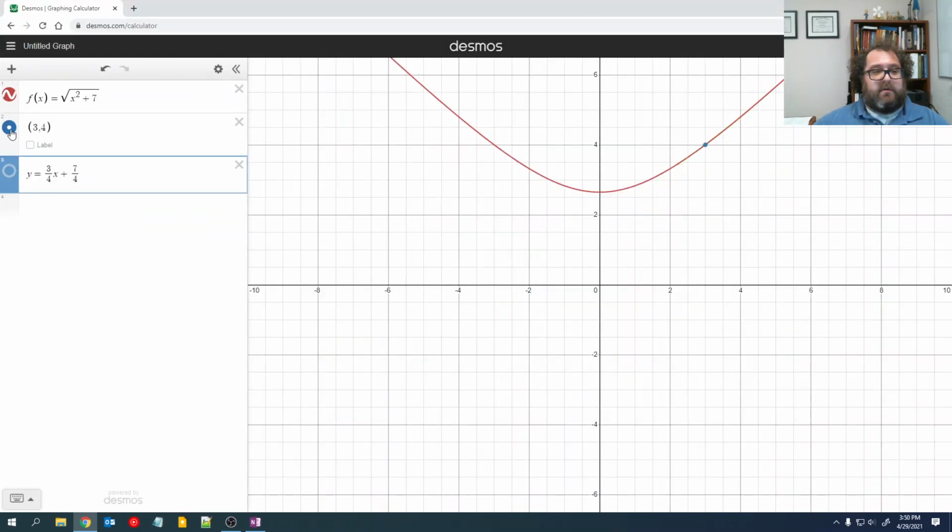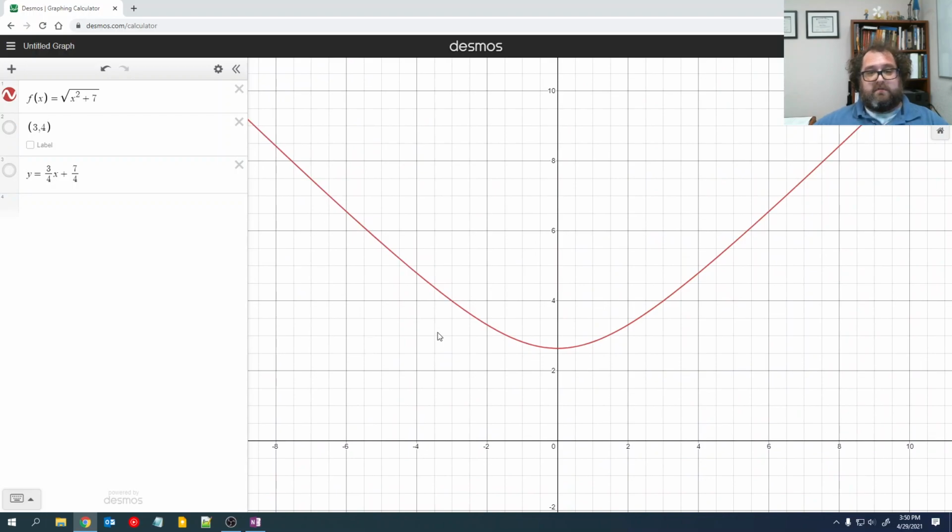All right, so the red is our curve. To be honest with you, I had no idea what the square root of x squared plus 7 looked like. It's not one of those standard curves that you memorize in any class, but there it is. And there is the point 3 comma 4. Okay, and here is our tangent line. Notice that's exactly what you'd expect. It just barely grazes the curve at that single point.